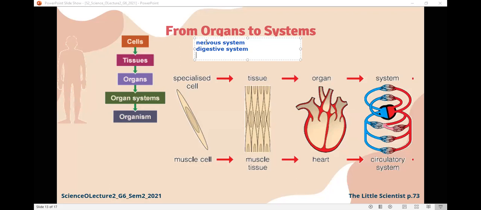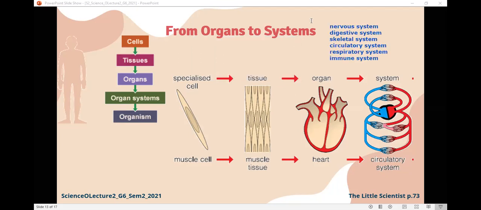Skeletal system. Circulatory system. Bravo. It's not the blood system, it's the circulatory system. Respiratory system. Bravo. Immune system. Your body has different systems in it, and each system is made of many organs.